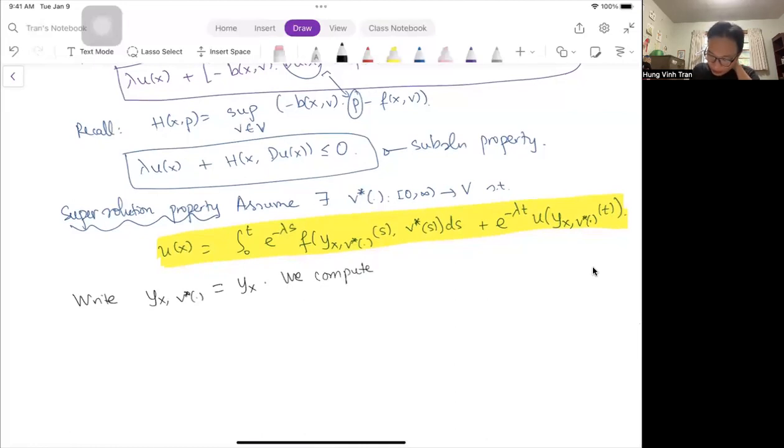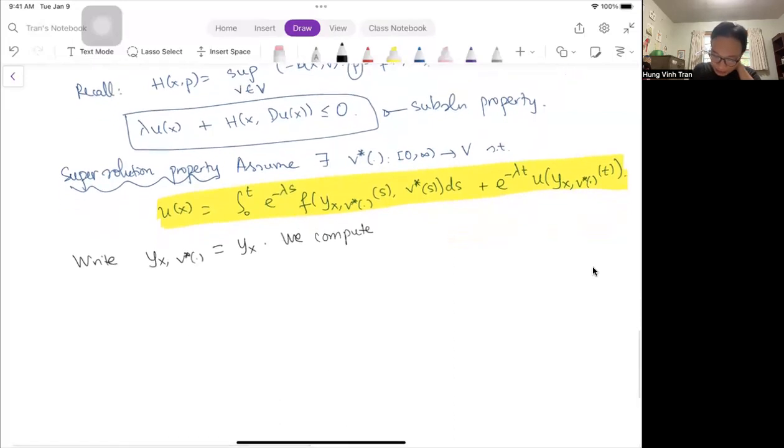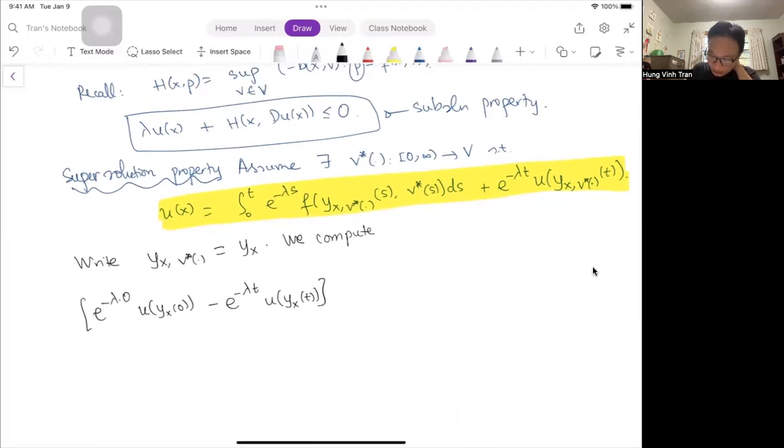How do we compute this? Again, move everything to the left. So let's say that I have e to the minus lambda times 0 u of y_x(0) minus e to the minus lambda t u of y_x(t). This is a difference in u, minus the integral from 0 to t of e to the minus lambda s f(y_x(s), v star(s)) ds. This is what we have, equal to 0, an equality.